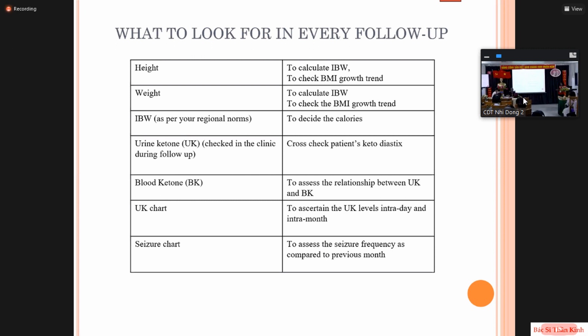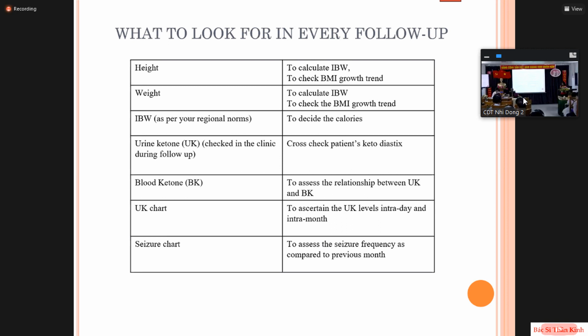So we first check the patient's anthropometric measurements, that is the height and the weight, and using this we calculate the ideal body weight and also check the BMI growth trends. We do the urine ketone check in the clinic during follow-up. This is to cross-check the patient's keto diastix. So we ask the patient to bring their keto diastix to the clinic, and we also keep a spare keto diastix at our clinic, and then we match the colors to see whether they are checking it accurately or not.